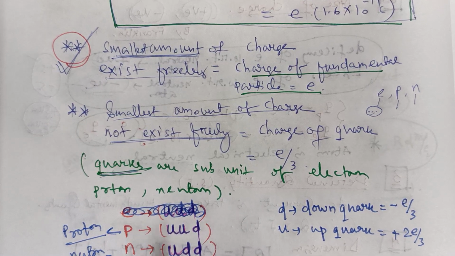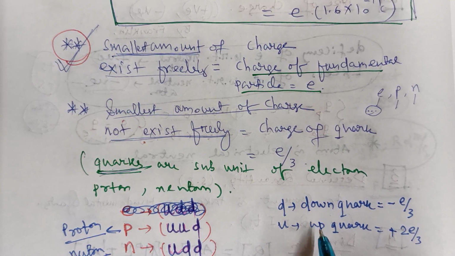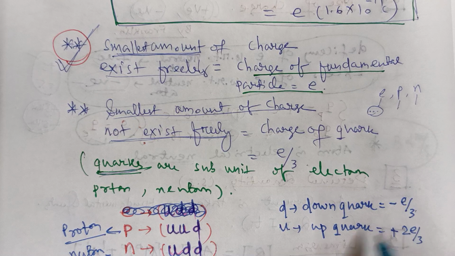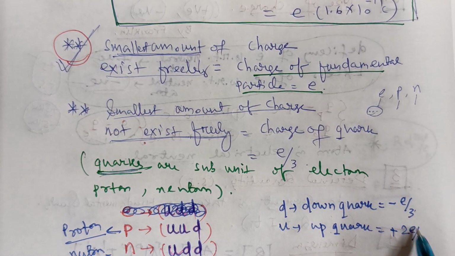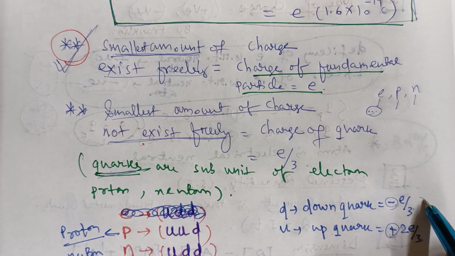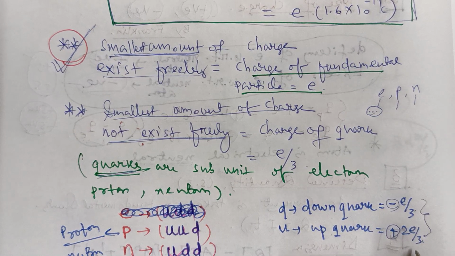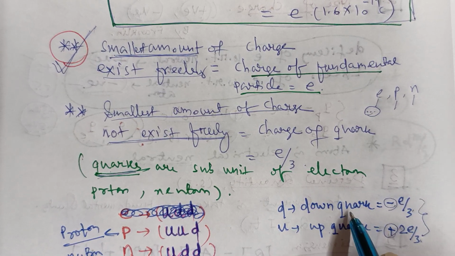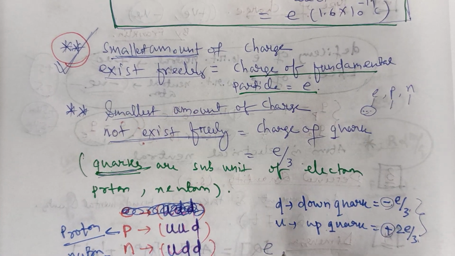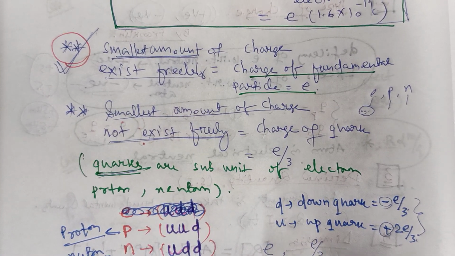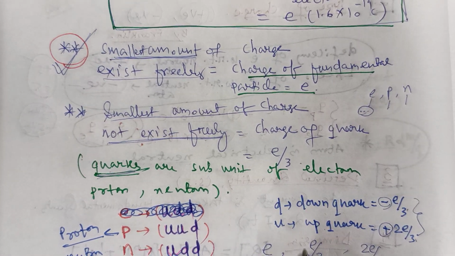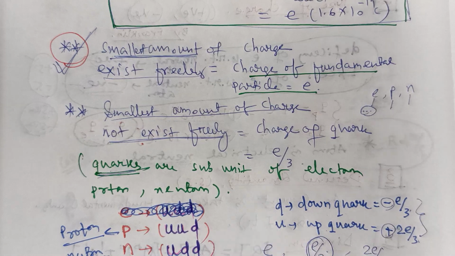So here you see the charge of quark particles. Down quark charge is -e/3. Up quark charge is 2e/3. Plus and minus give the nature of the charge. Out of these quarks, which one has the smallest charge? e/3. That means down quark. So here you see one charge is e, another charge is e/3, another charge is 2e/3. So the smallest unit of charge is e/3.